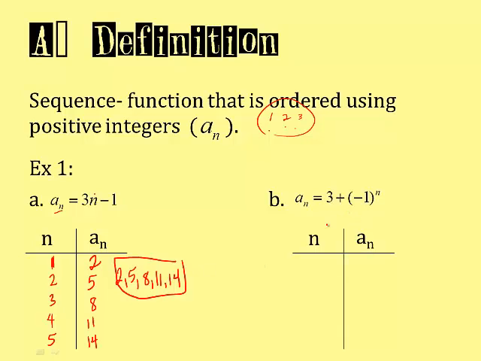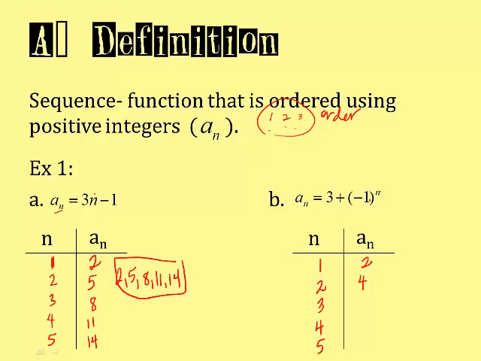So let's try another one here. So I'm going to do term 1, 2, 3, 4, 5. Plugging it in. So 3 plus negative 1 to the first power. Well, negative 1 to the first power is negative 1. So 3 minus 1 is 2. 2, plug it in here. Negative 1 squared is a positive 1, so 3 plus 1 is 4.